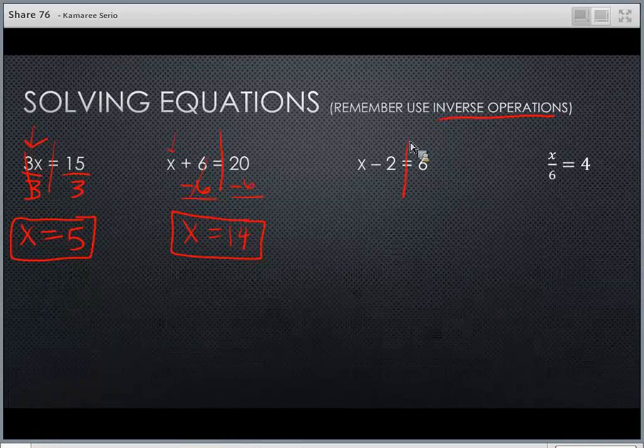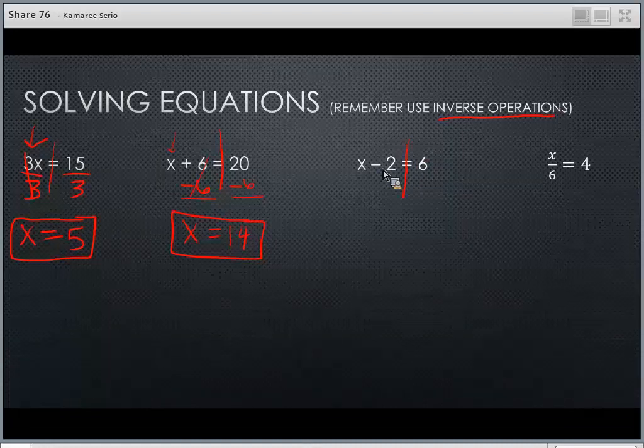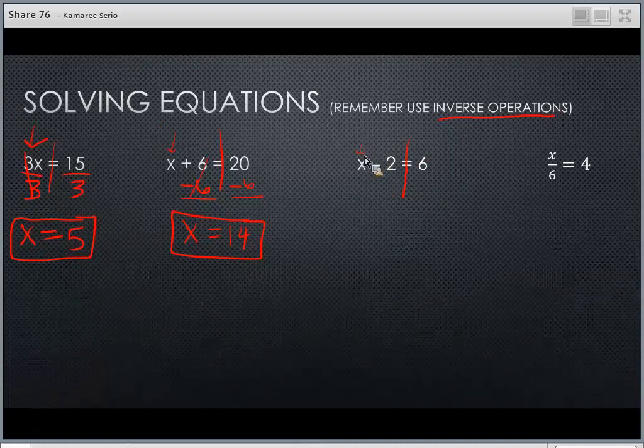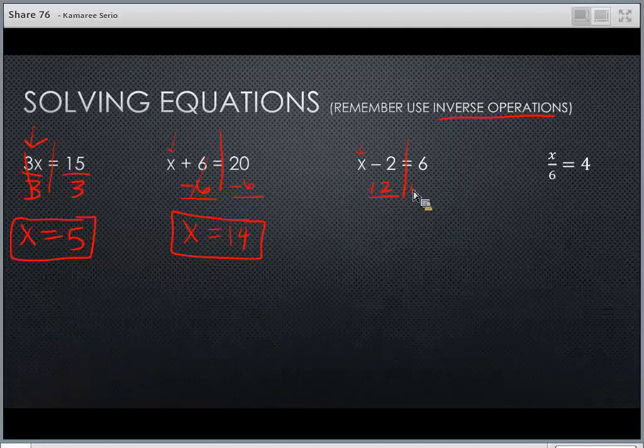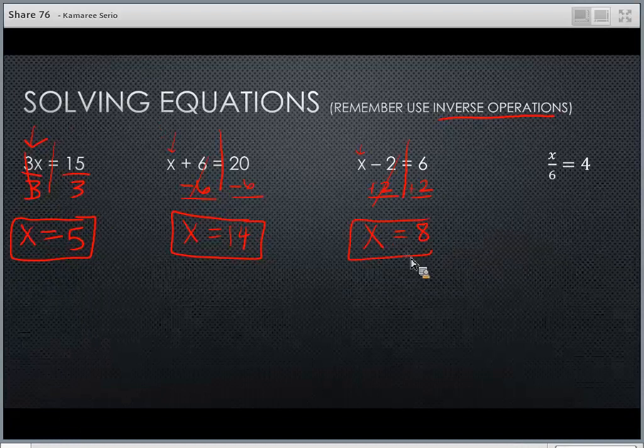Again, equal sign is like your barrier. I have x minus 2 equals 6, right? I want to get x by itself, so that means I need to get this minus 2 out of here. So the opposite of subtracting 2 is adding 2. So I have x is equal to 6 plus 2, which is 8.